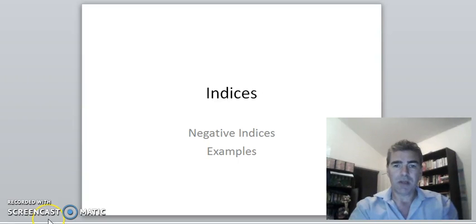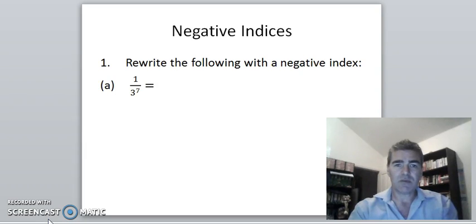Okay, what we need to do now is look at some examples of how we work with negative indices. So the first one we'll look at is how we can rewrite a fraction with an index in it so that it now has a negative index. So we've got 1 over 3 to the power of 7. We've got a base of 3 and a power of 7, so we can rewrite that as 3 to the power negative 7.